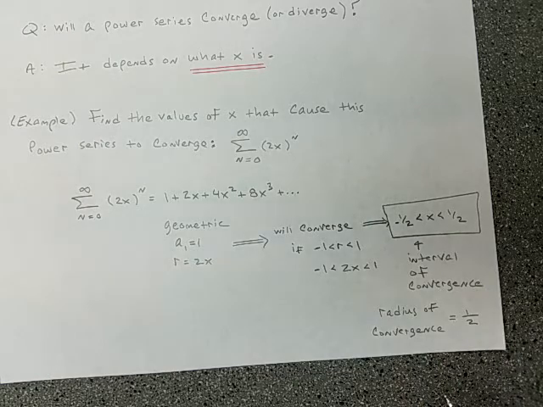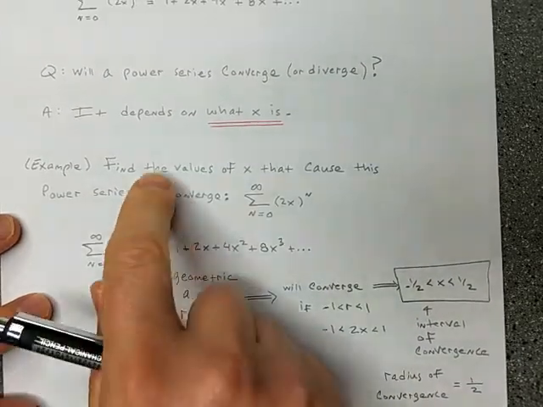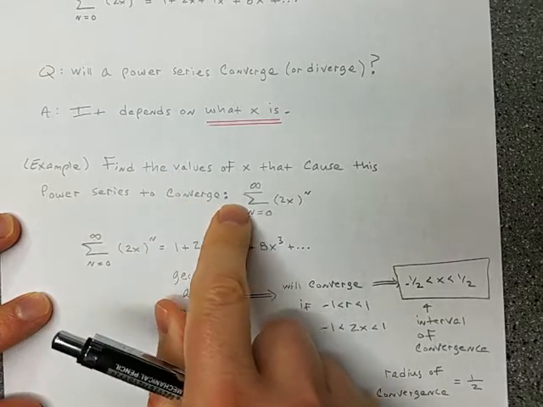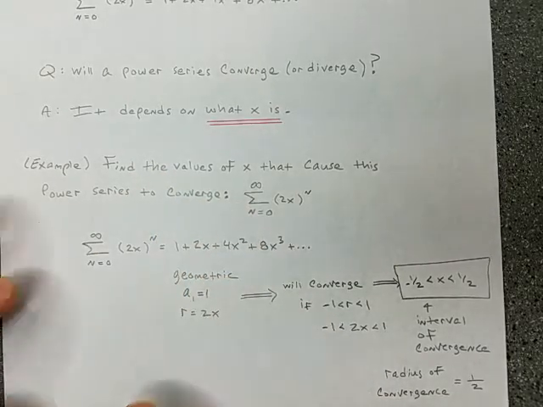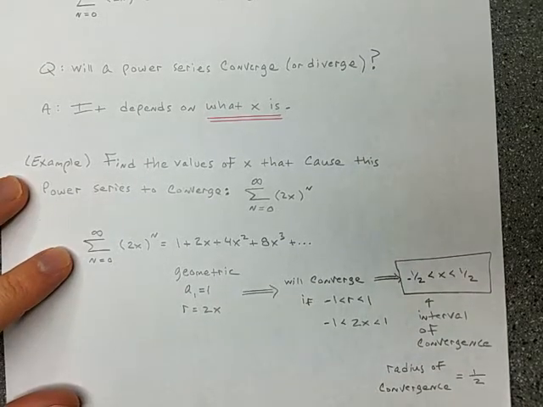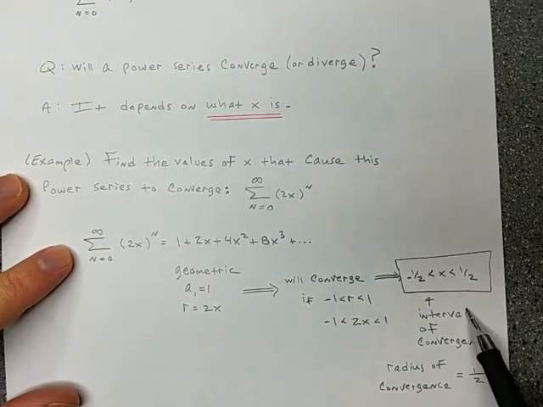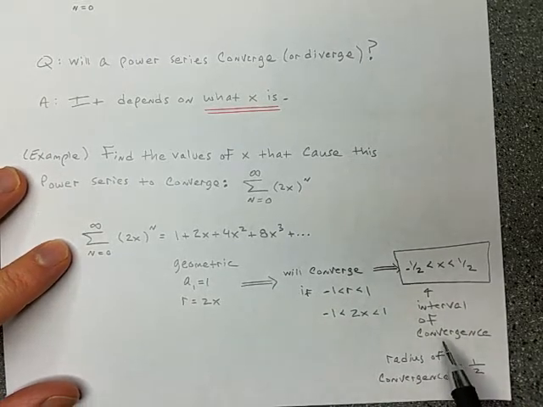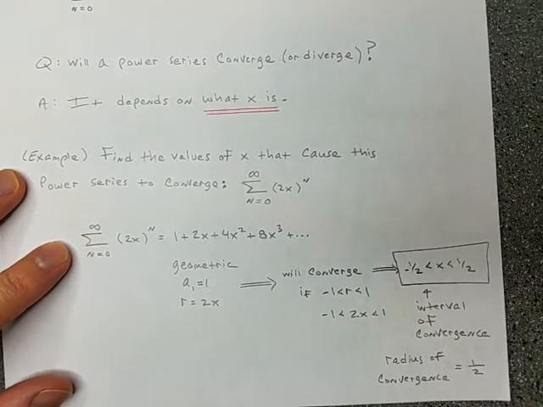All right, so that's 3 concepts. 1, what are the x's that cause a power series to converge? In the case it's geometric, we can do that right now, and I can tell you this, okay? Second thing, what the interval of convergence of a power series is. All right. Third thing, what the radius of convergence of a power series is.